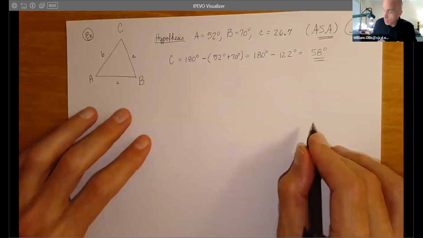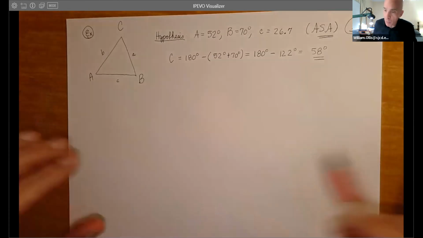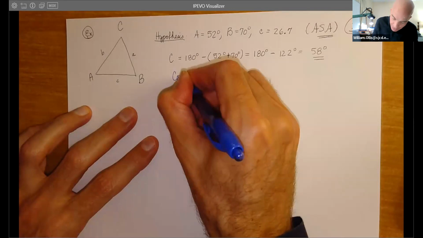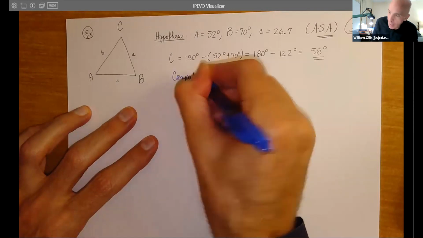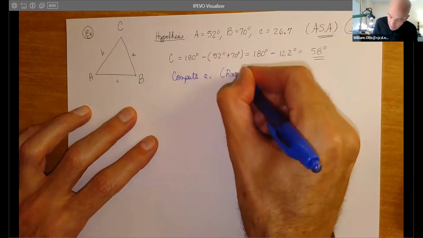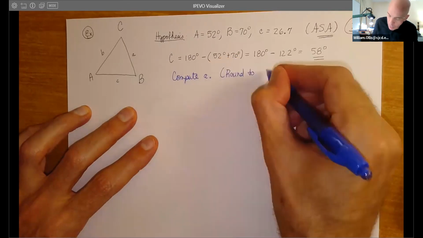So now, here's what the problem says. Let me write it down. It says compute A, I should have written this first, and then it says round to 1 decimal.